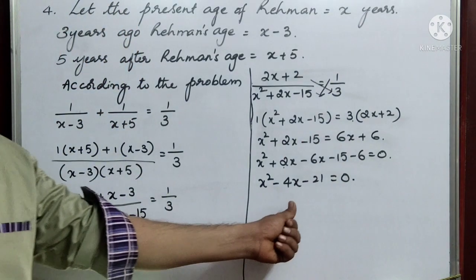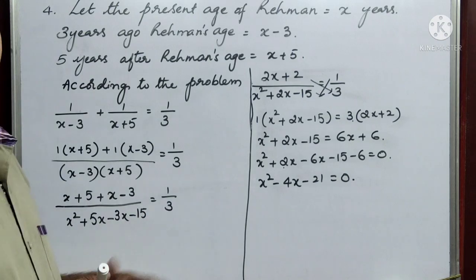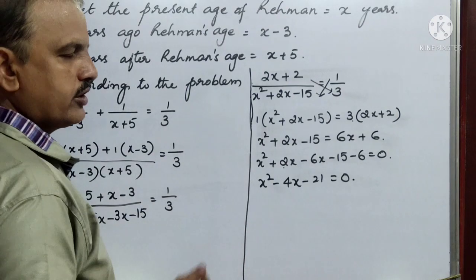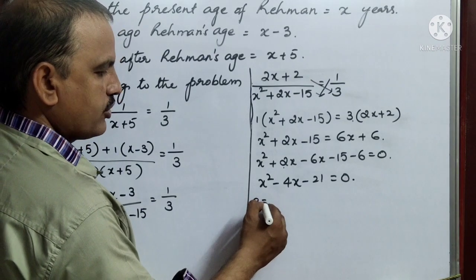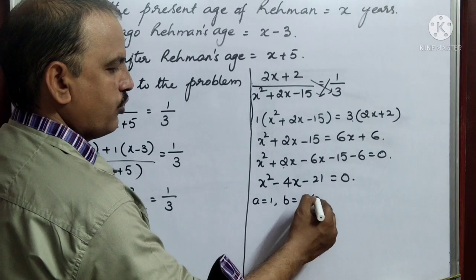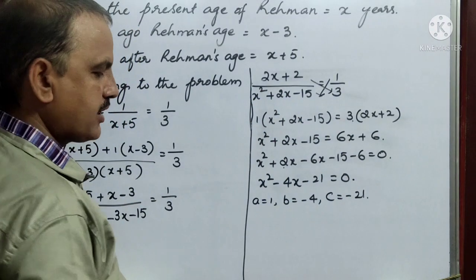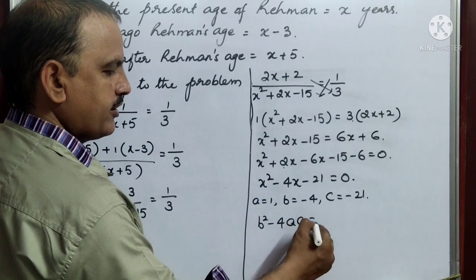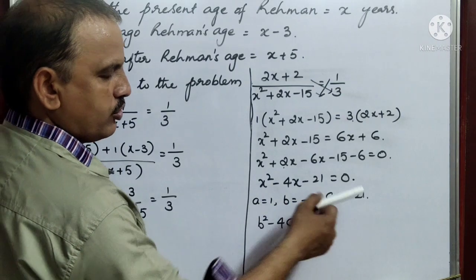Now you got an equation. Now what to do? We have to find the value of x. How can you find the value of x? By using quadratic formula or factorization if nothing is mentioned. Okay, so I like to do with what? Quadratic formula. So a equals 1, b equals minus 4, c equals minus 21. Okay, as I told you, first find out b square minus 4ac, that is the discriminant. So a equals 1, b equals minus 4, c equals minus 21.